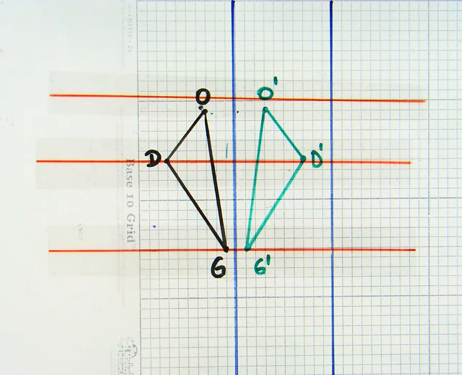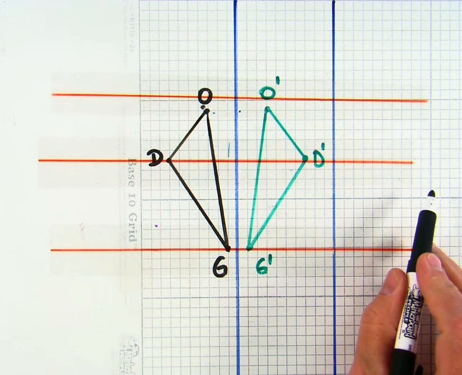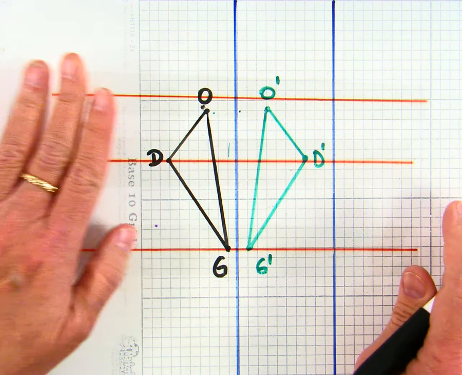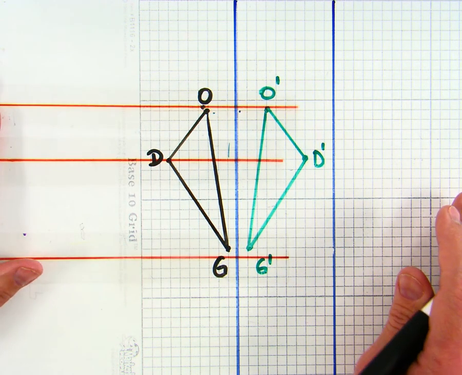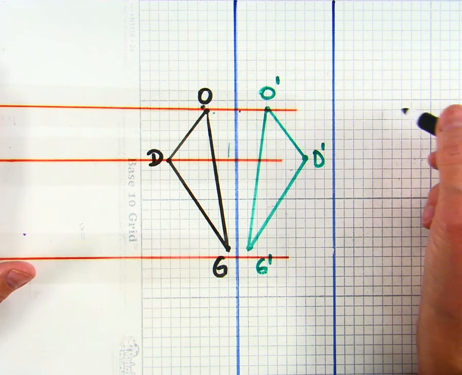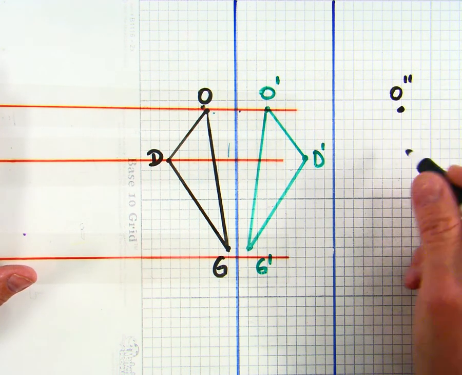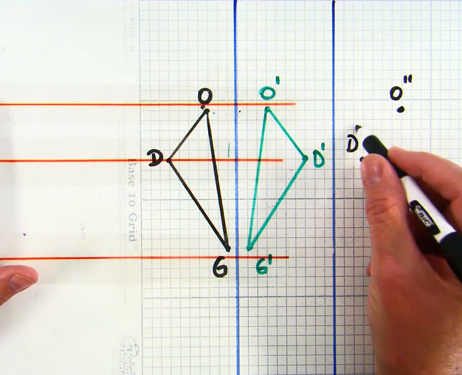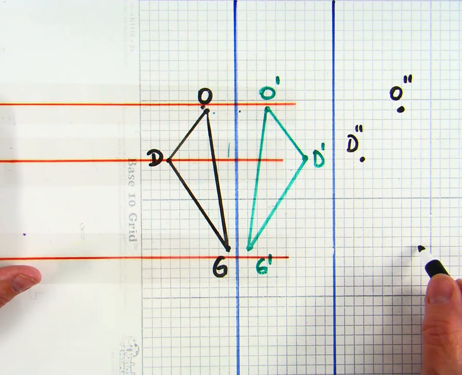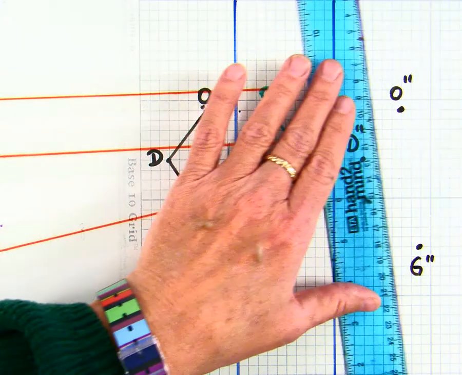Having done this, we'll now reflect dog prime across the second parallel line to form dog double prime. We'll keep with the same lines of sight. And we'll get dog double prime.